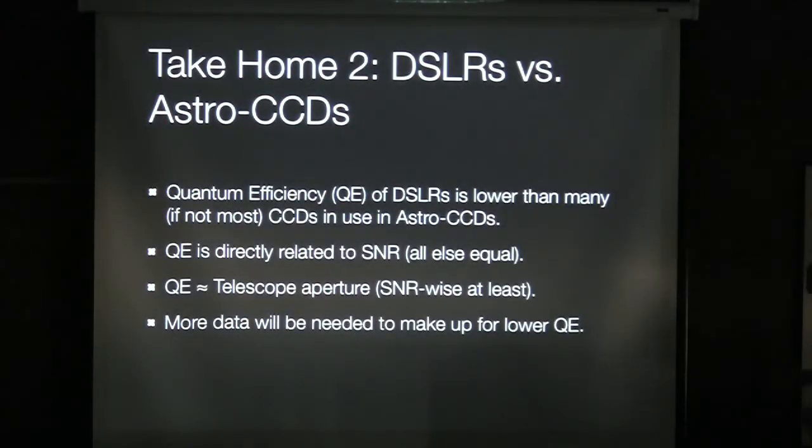Take home on this: quantum efficiency is lower than what's typically used in a lot of dedicated Astro CCDs. It's something directly related to signal to noise, and it's pretty much acting like your aperture. So what we're going to be getting out of this is, okay, look, you've got a nice, big, huge honking chip out of your digital SLR. Realize, though, that the quantum efficiency is going to be a bit lower, so you're going to have to do a couple things to try to pull out a better signal to noise in the image. You're going to need to do things like get more signal.